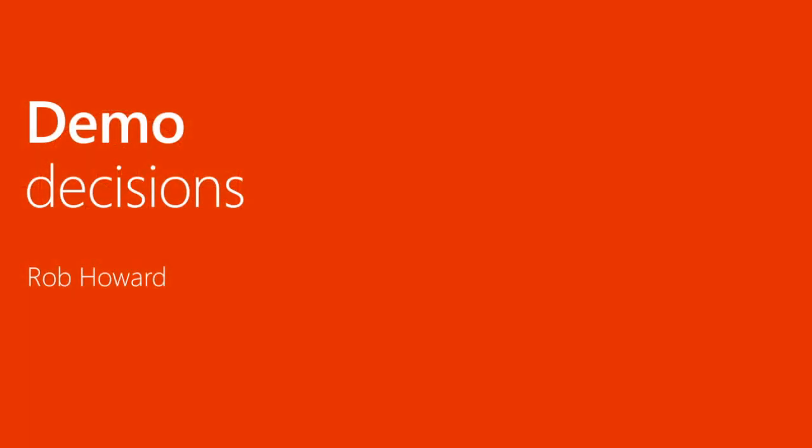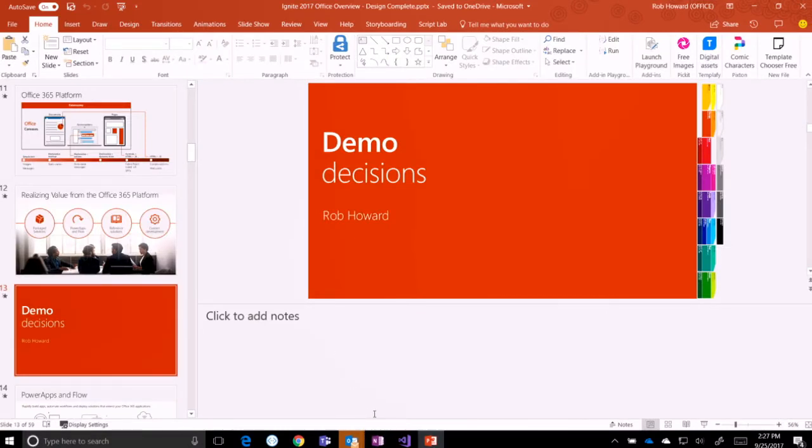So we're going to start with that notion of a package solution. You saw the Office 365 platform. I showed a bunch of different components. I talked about a bunch of different tools, and then I talked about package solutions. One way that makes it a little bit easier to come to life is to actually demo one of these package solutions for you. So I'm going to demo a solution called Decisions.